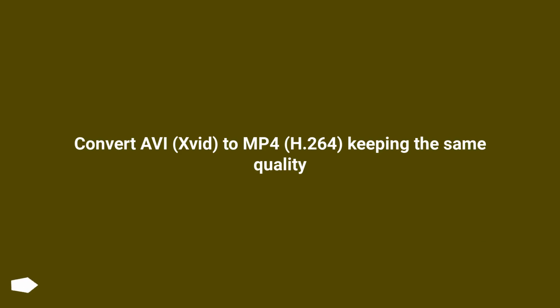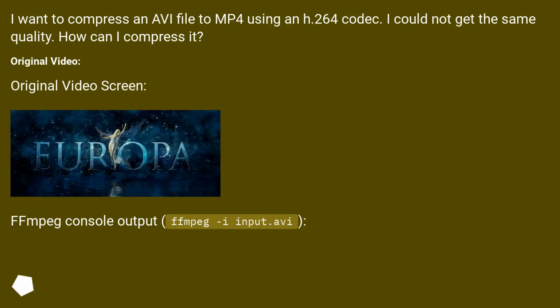Convert AVI, Xvid, to MP4, H.264, keeping the same quality. I want to compress an AVI file to MP4 using an H.264 codec. I could not get the same quality. How can I compress it?